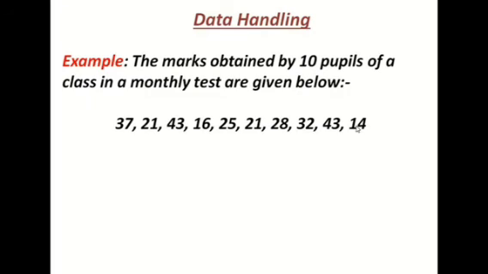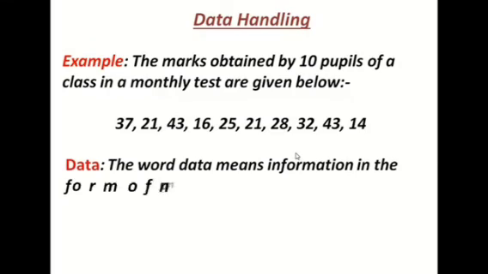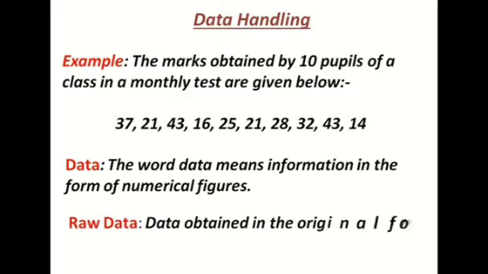So these are data. So what does it mean by data? The word data means information in the form of numerical figures. So here the information about the marks obtained by 10 pupils you are getting in numerical figures. So that is data. And the data obtained in the original form is called raw data. Here you can see the data, that is raw data.